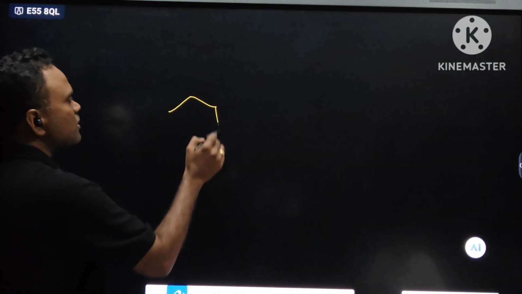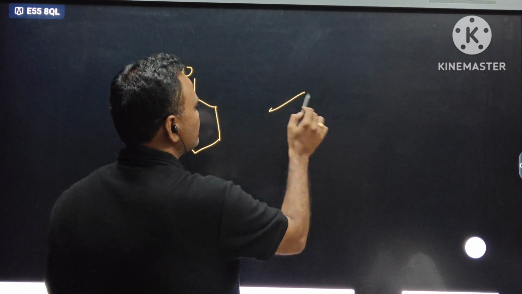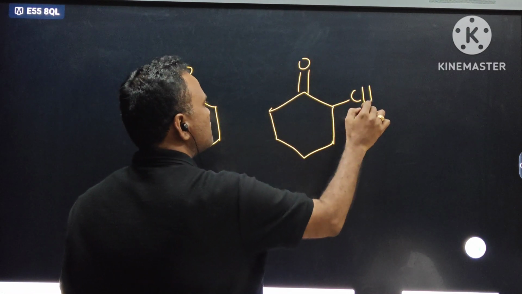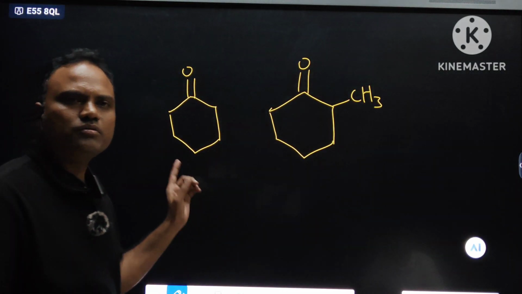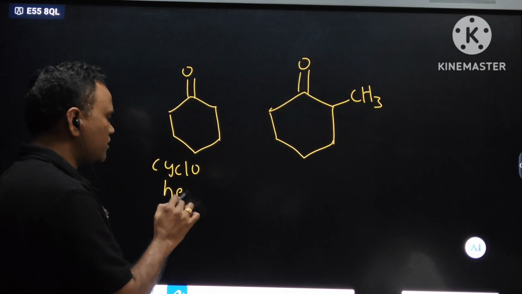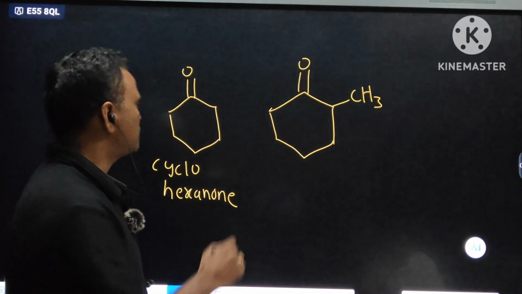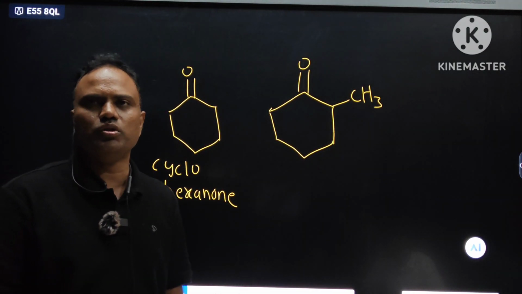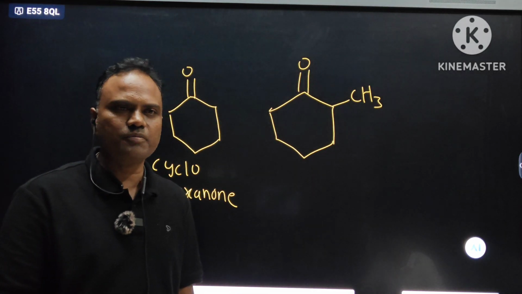Can you tell me, in this, is alpha methyl present or not? First of all, tell me its name. Tell me its name. And in this, is an alpha methyl group present or not? What is its name? Cyclohexanone. 6 carbons are there, hexa, ketone, one. Cyclohexanone.